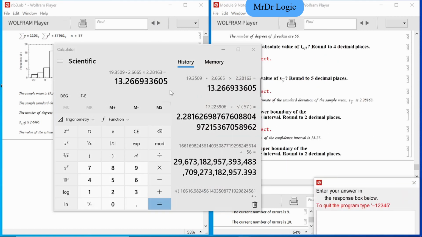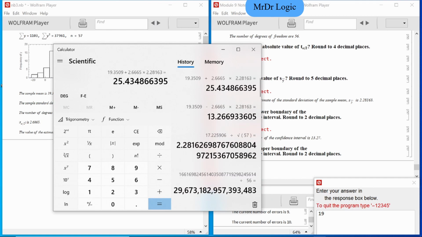Correct. This hasn't gone up. Okay, now we're just going to add 19.350 plus 2.6665 times 2.28163. And that's our final answer.